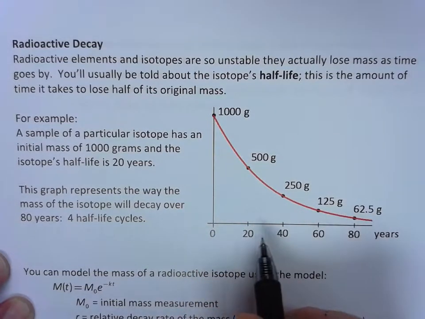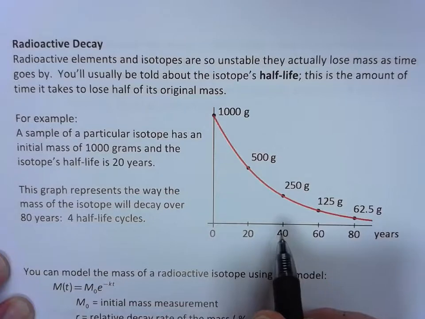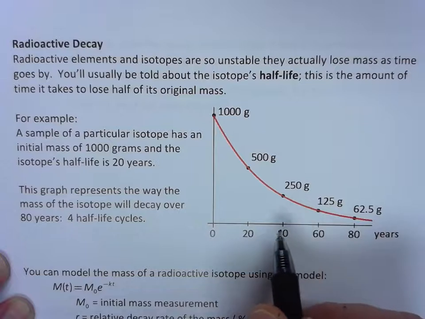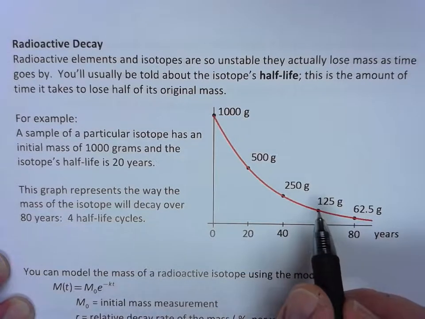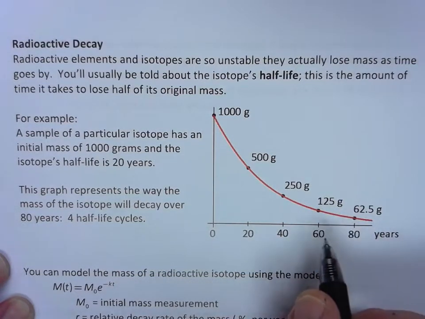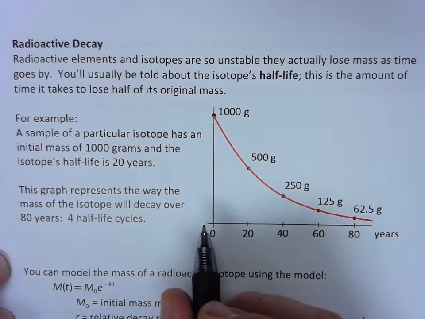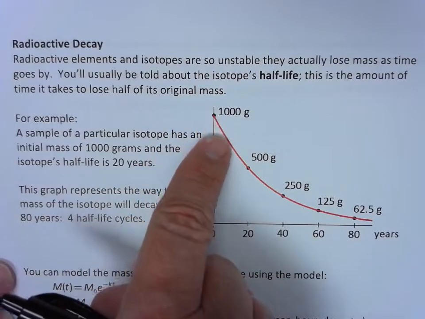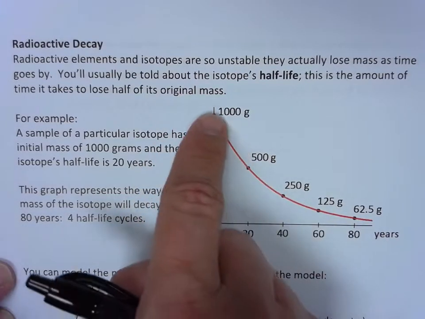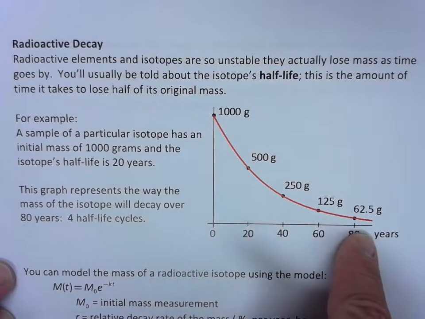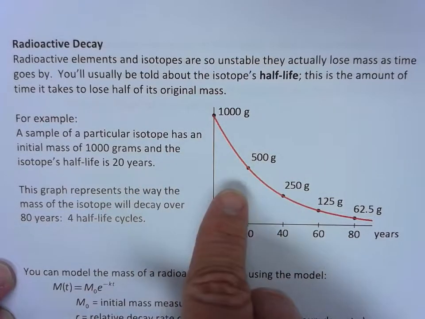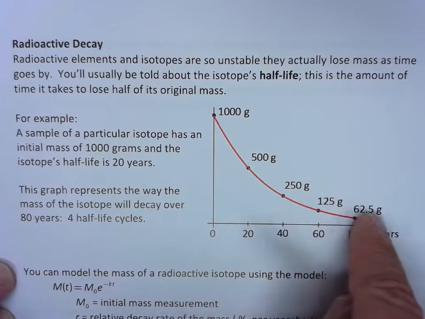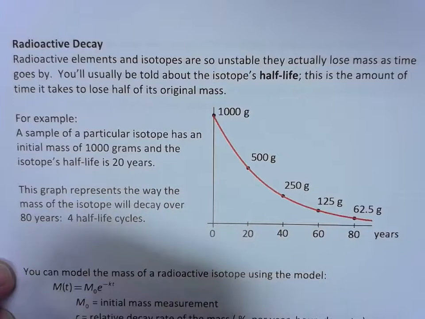In another 20 years, from 20 years to 40 years, it'll go from 500 grams down to 250. And then 250 to 125 by the time you reach year 60. 125 grams to 62.5 grams by the time you reach year 80. So here are 4 half-life cycles of this isotope, and you see when you connect those data points with a continuous curve, it represents a decaying exponential function. An exponential function that's been reflected about the y-axis, so that the asymptotic effect is over on the positive side as opposed to the usual place on the negative side.